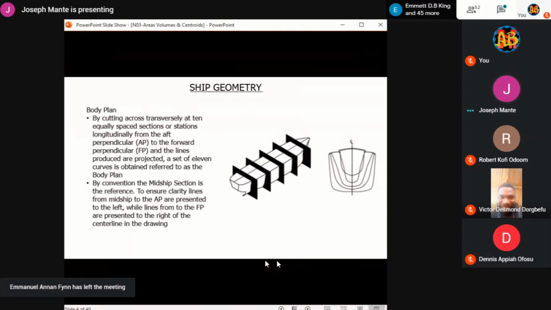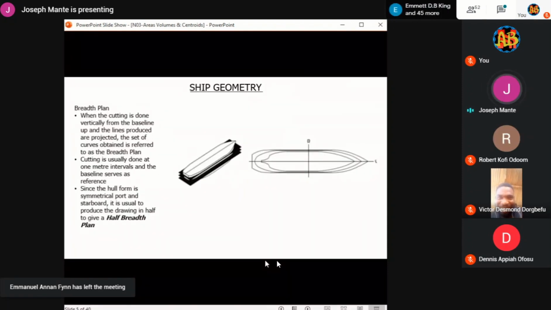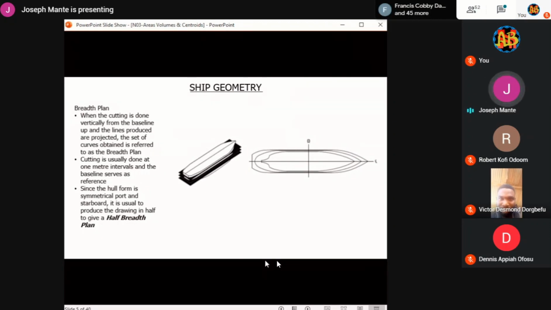All right. Okay. So we go to breadth plan. The same shape. We are saying the same hull. We are saying that when the cutting is done vertically from the baseline up and the lines produced are projected, the set of curves obtained is referred to as the breadth plan.